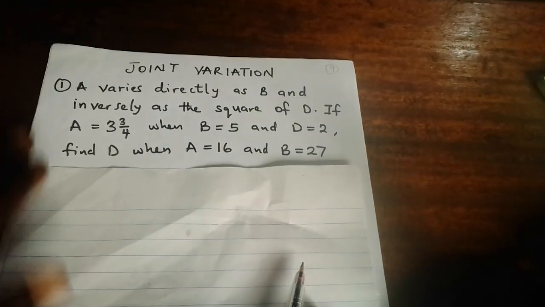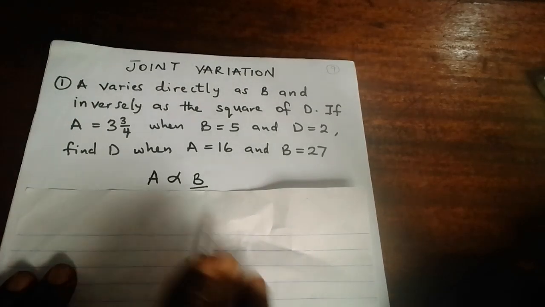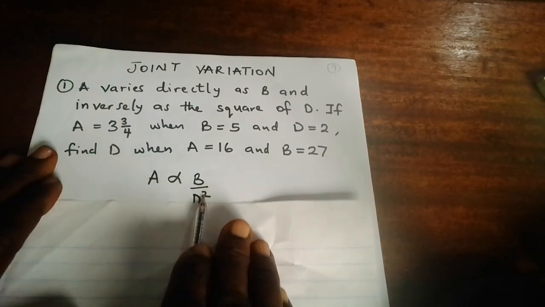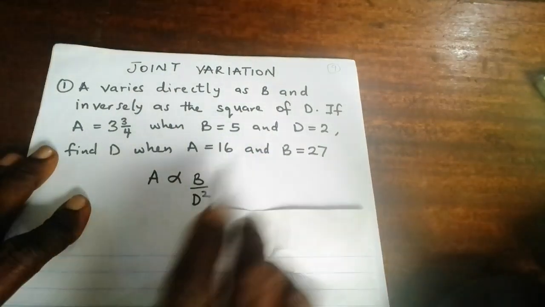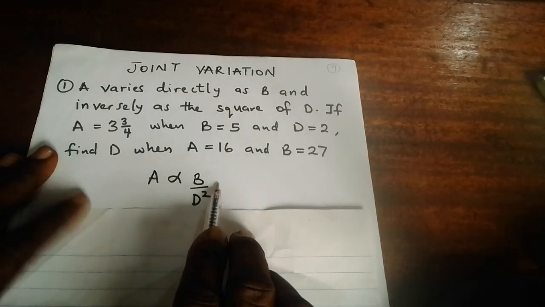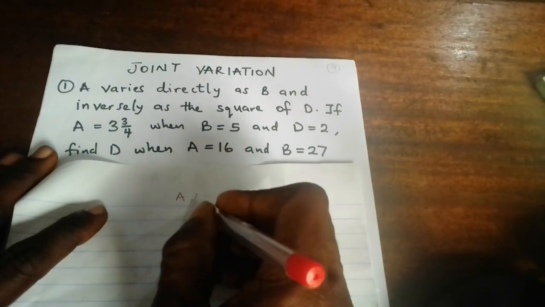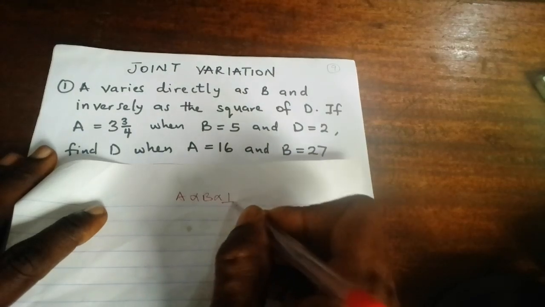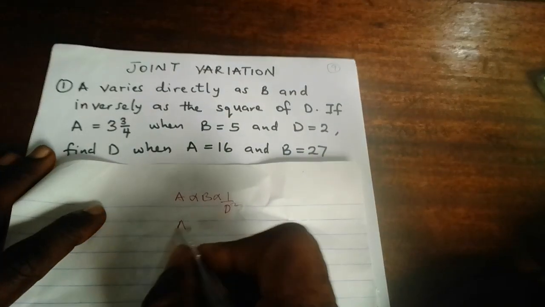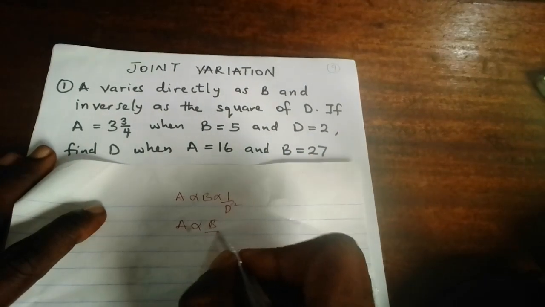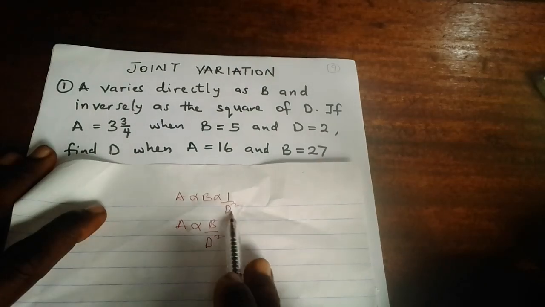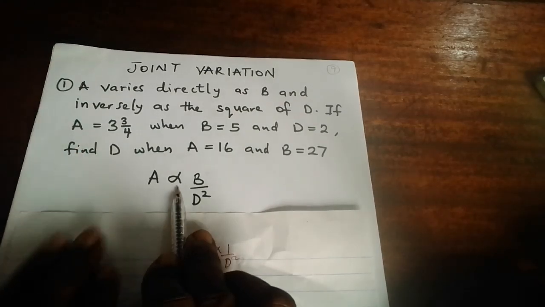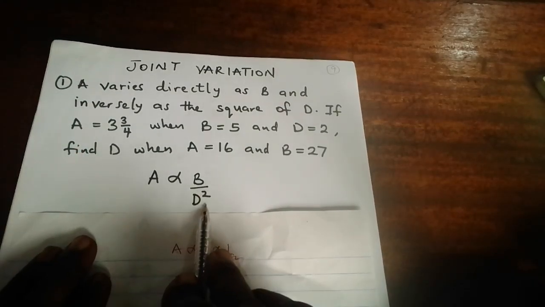So now, you are told that A is directly proportional to B. So it varies directly as B, and inversely as D square. Inverse variation talks of 1 over D square. So if A varies directly as B and inversely as 1 over D square, you can still say A varies directly as B over D square. So this 1 over D square is the same thing as B over D square. That means A varies directly as B and inversely as D square.